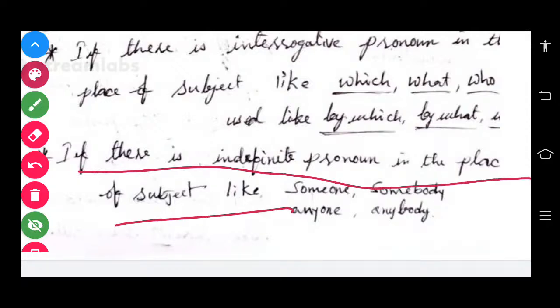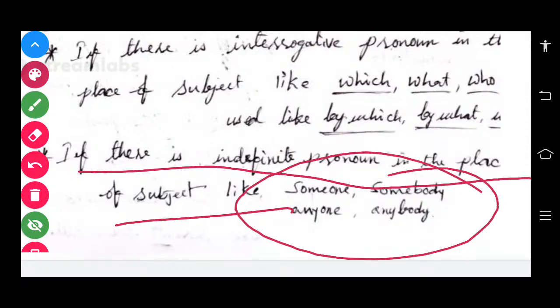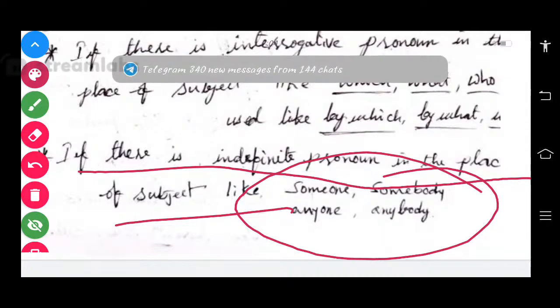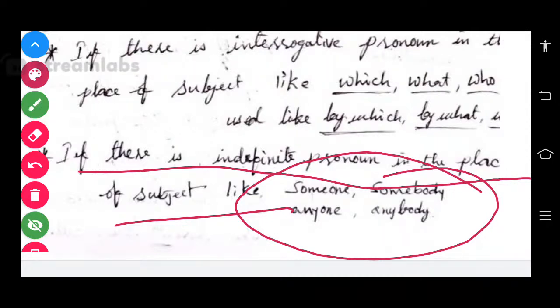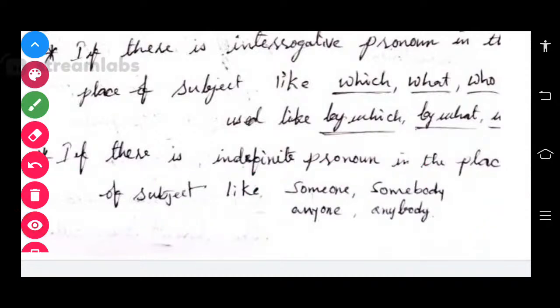So this rule, what are indefinite pronouns? It was given: someone, somebody, anyone, anybody, right? So first we have to understand all these indefinite pronouns. So what are those indefinite pronouns?